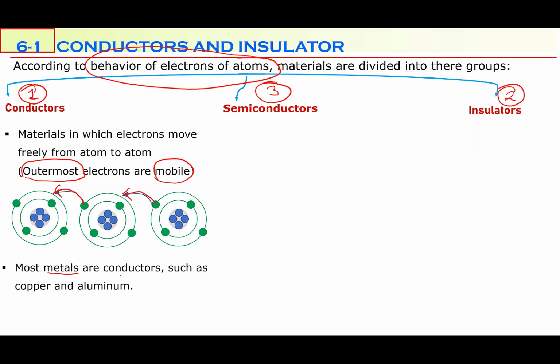Most metals are conductors, such as copper, aluminum, silver, gold. So these are conductors. They conduct electricity.